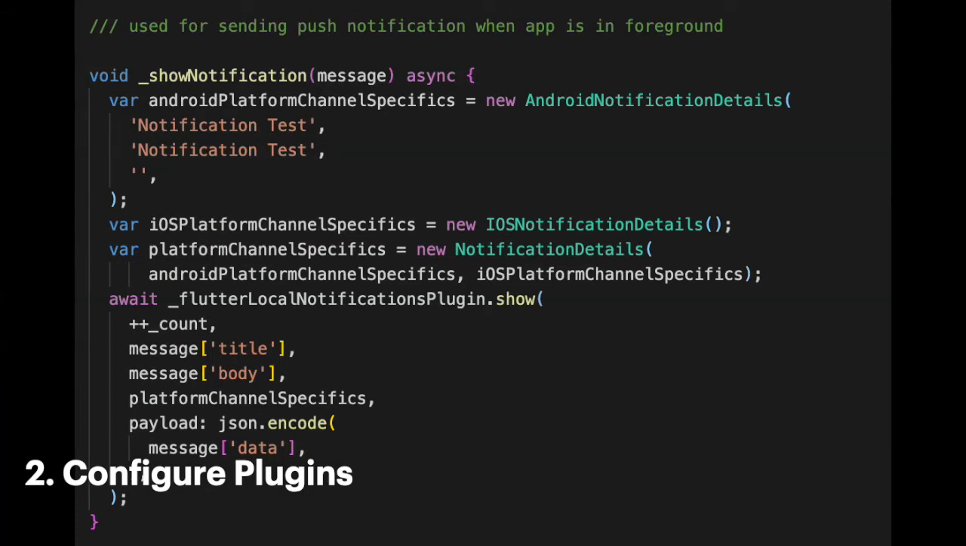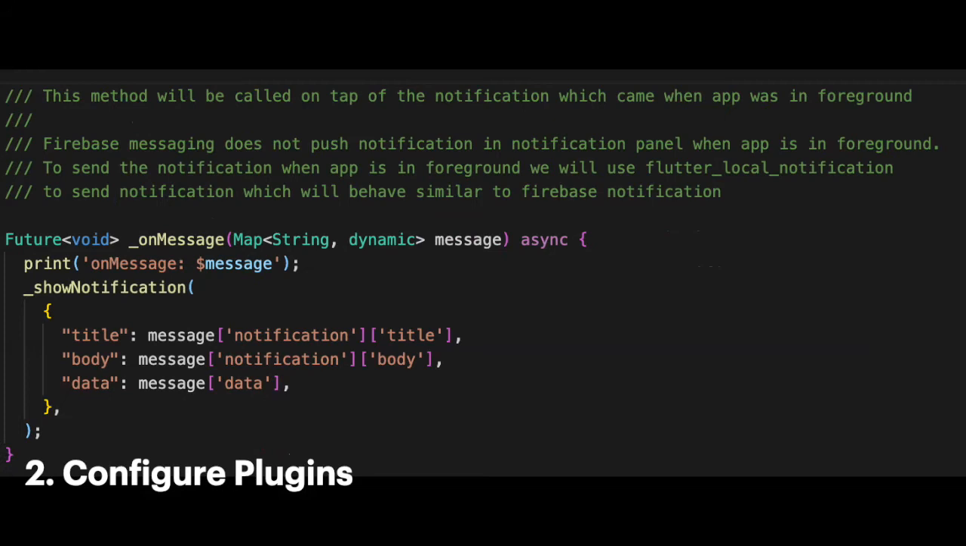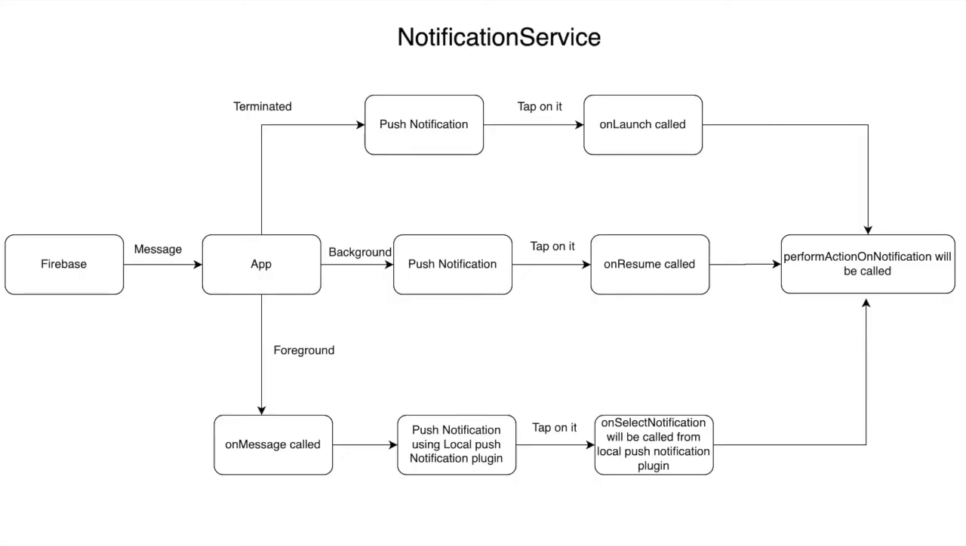We will create one method to push the notification when the app is in the foreground. onMessage will call this method with the data that came from Firebase. If you visualize the notification service class, it will look something like this. Pause the video to get more idea about this.